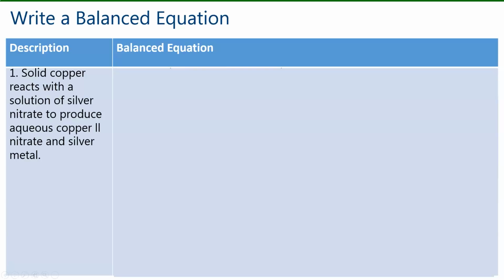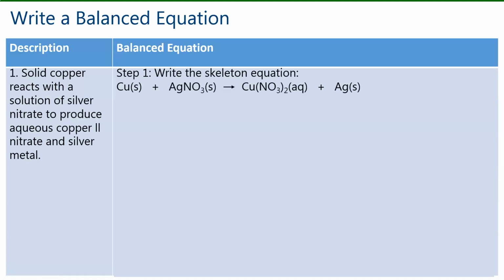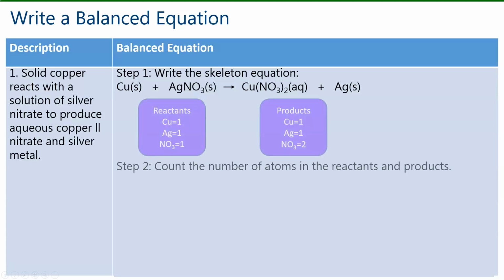Let's go through the steps of the correct answer. So your first step is to write the skeleton equation, which looks like this. Next, you're going to count the number of atoms in the reactants and products underneath your skeleton equation. So I have 1 copper, 1 silver, and notice that I kept the nitrate together as a polyatomic ion because it appears on both sides. So I have 1 nitrate ion. On the product side, I have 1 copper, 1 silver, and 2 nitrate ions.